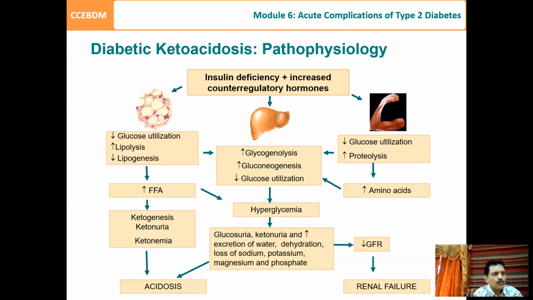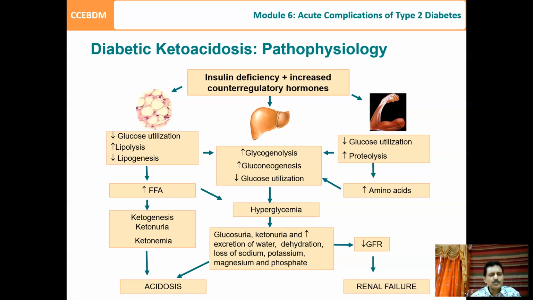Second, there will be loss of water and glucose because there is a glycosuria. So because there is a glycosuria, the water along with the glucose will come out into the urine, and there will be dehydration. Once the dehydration sets in, and the intravascular volume goes down, there will be a reduction in the GFR. This is a very, very important point to understand, that the reduction in the GFR is a very, very important incident in the pathophysiology of diabetic ketoacidosis.